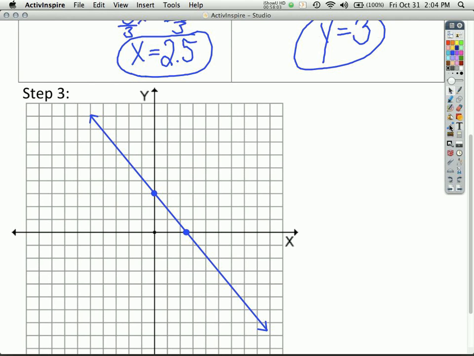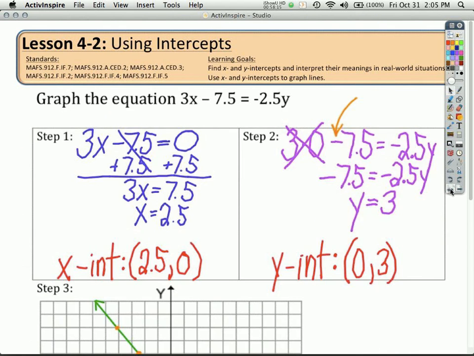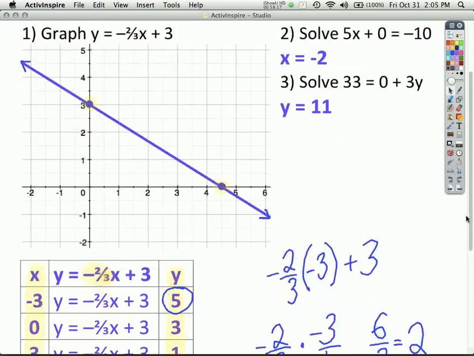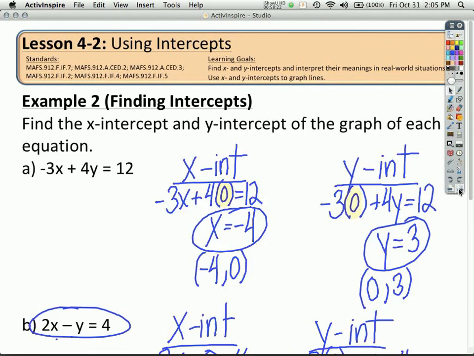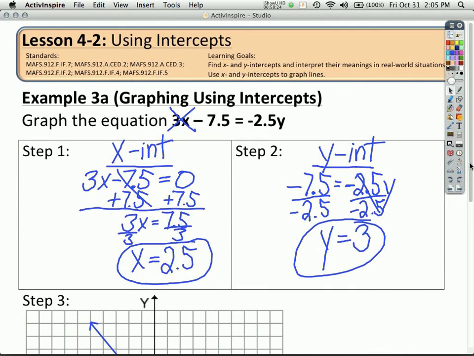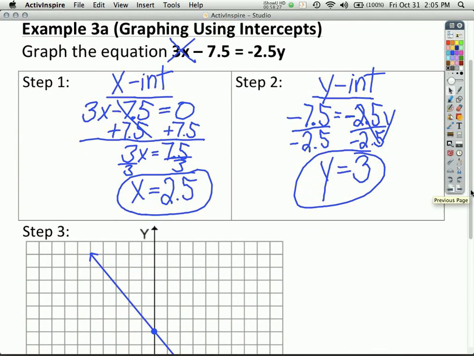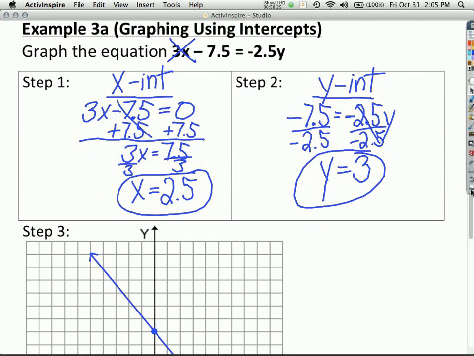Does anyone have any questions on the process we went through? So now I want you to compare what you just did to the warm-up. Look at this and look at the warm-up. Compare the work that you did. Which method seems more efficient to you at this point? Using intercepts or making the table? Think about it. And then volunteer a thought. It's an opinion question. There's no wrong answer.